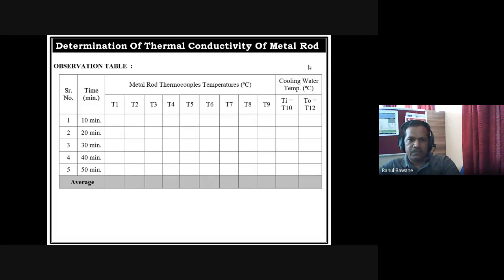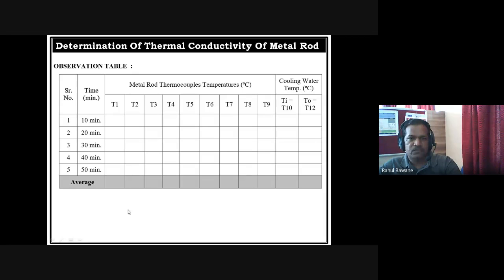Now this will be our observation table. After 10 minutes, 20, 30, 40. But for this first reading, although it is written here as 10 minutes, actually it is the first reading which must be taken after starting your equipment and setting the voltage, about 20 to 30 minutes later. That is the warm-up period for the equipment. So the first reading should be after 20 to 30 minutes. Then after each 10 minute interval, we note down only temperatures.